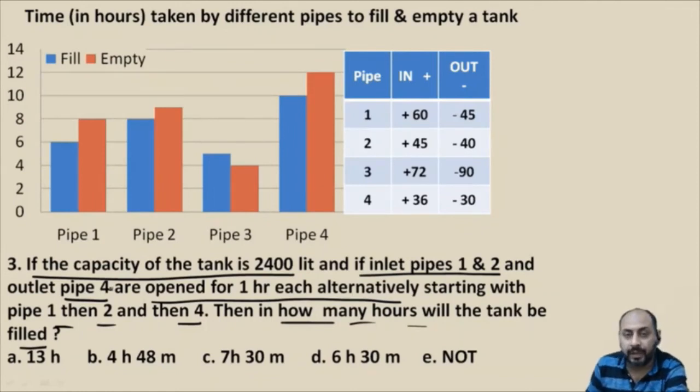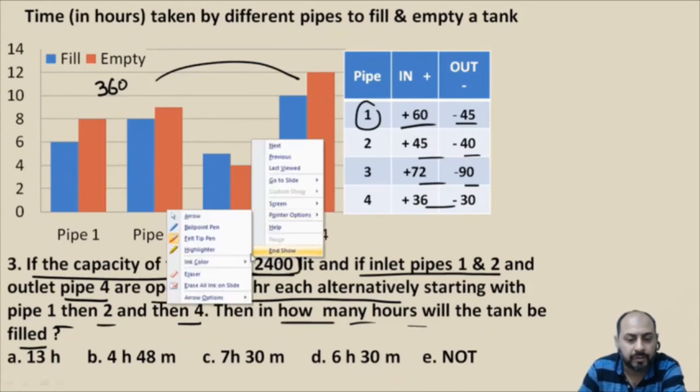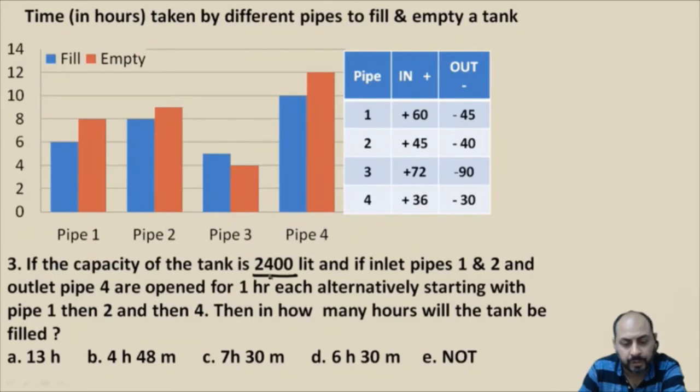Now, this is a trick question. Why is this a trick question? Because it has two catches. The very first catch is that we have assumed the capacity of the tank as 360 liters, and all these values are with respect to 360 and not with respect to 2400. So we first have to do a correction: if the capacity of the tank is 2400 liters, then 24 divided by 6 gives me 400 liters per minute. This is going to give me 300 liters per minute.